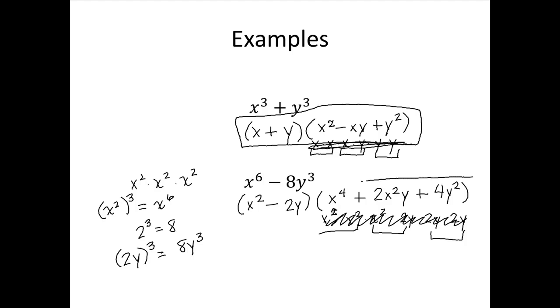So my answer is the binomial times the trinomial. Again, I don't need to try to factor that any further. The only thing that could make something be wrong there that I would need to look at factoring further is if I had a common factor in there that I didn't factor out at the beginning. But I don't think that's going to happen in perfect cubes.